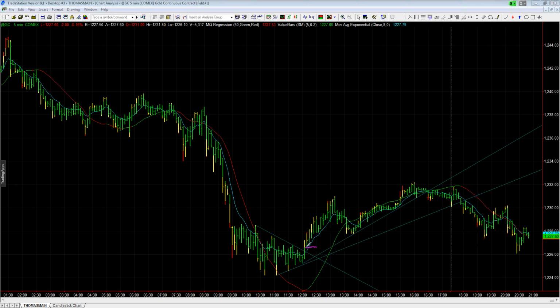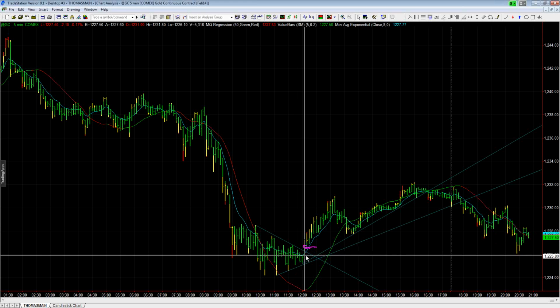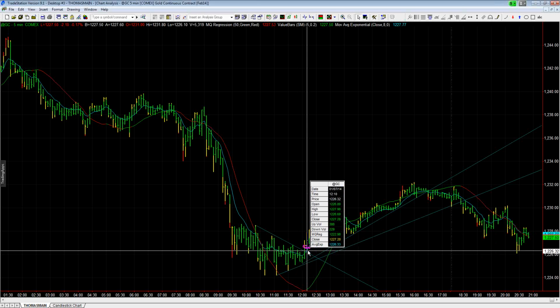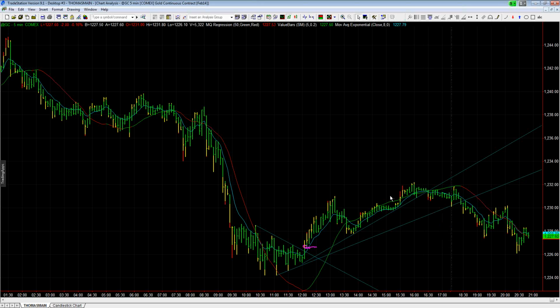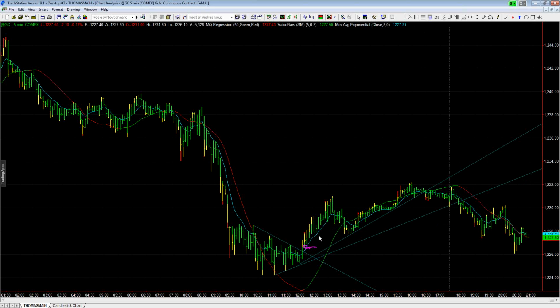So you broke out right there, and it rallied. Let's see, it jumped up from 1226.30, ended up topping out at 1232. So about a $6 move, or $600 per contract. No, there's not a scan for these. Not a scan that I know of anyway. So it had a pretty decent sized move off of this pennant breakout.